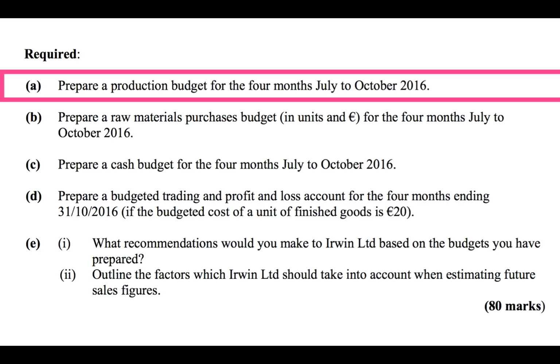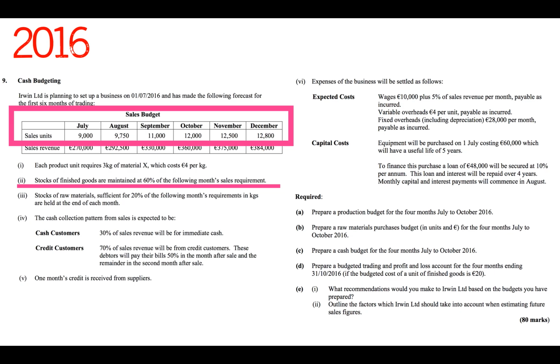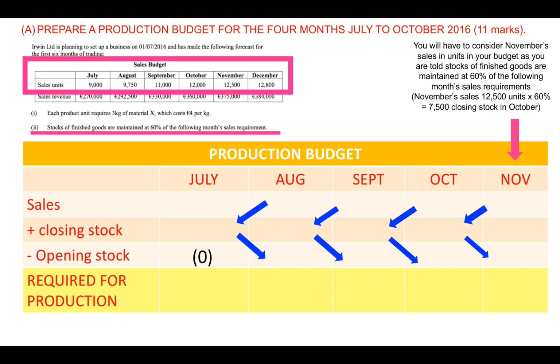So Part A, prepare a production budget for the 4 months July to October 2016. Alright, so the information that we're going to look at now is going to tell us how many units we have to produce for the 4 months July to October. So we've got the sales budget here, the sales that they are anticipating to sell from July through to December. Now note 2 here says stocks of finished goods are maintained at 60% of the following month's sales requirements. So we're going to have closing stock of 60% of the following month's sales requirements. So they're telling us that we need to have that.